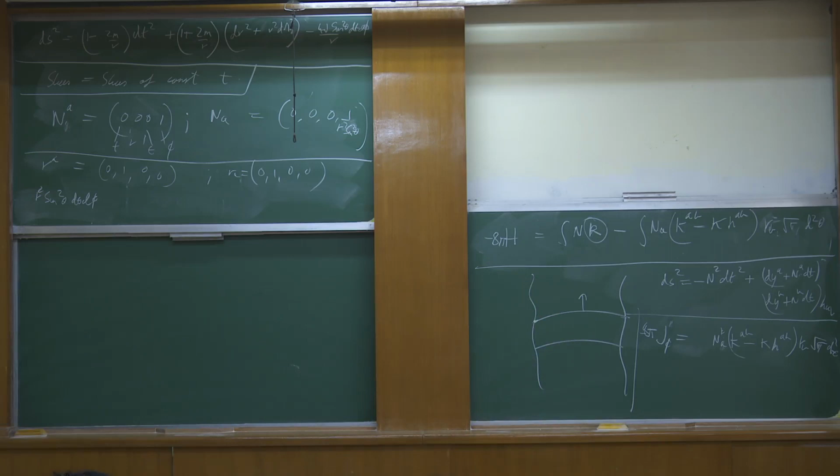Okay? I believe that once again, you see h_ab. This is basically d by d phi. This is basically d by d r. So this is like h_r phi. And furthermore, k_ab will be just some constant times h_ab, wouldn't it?